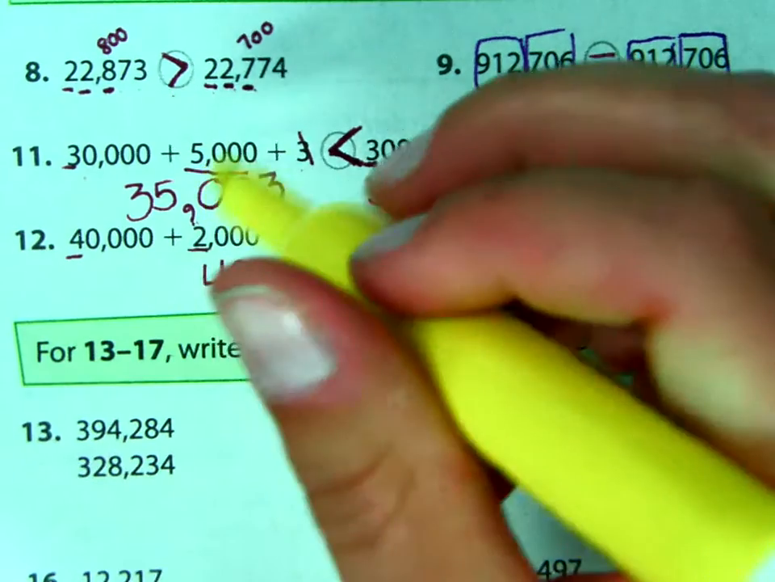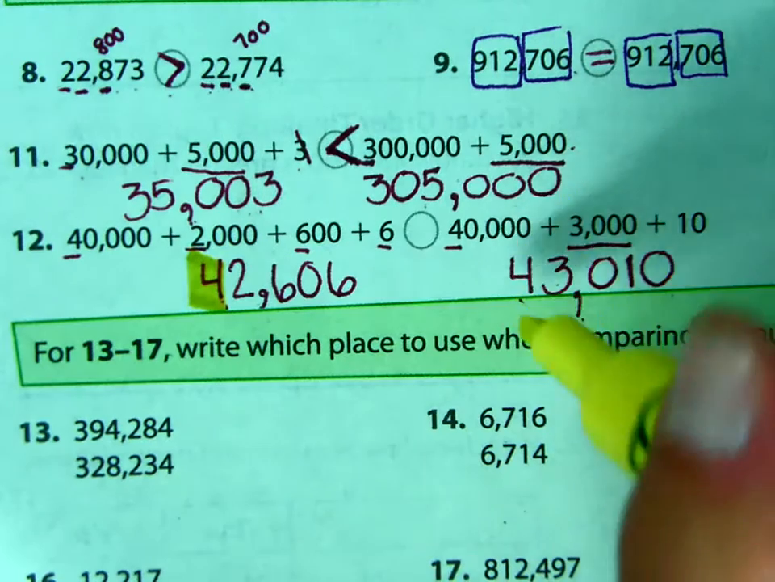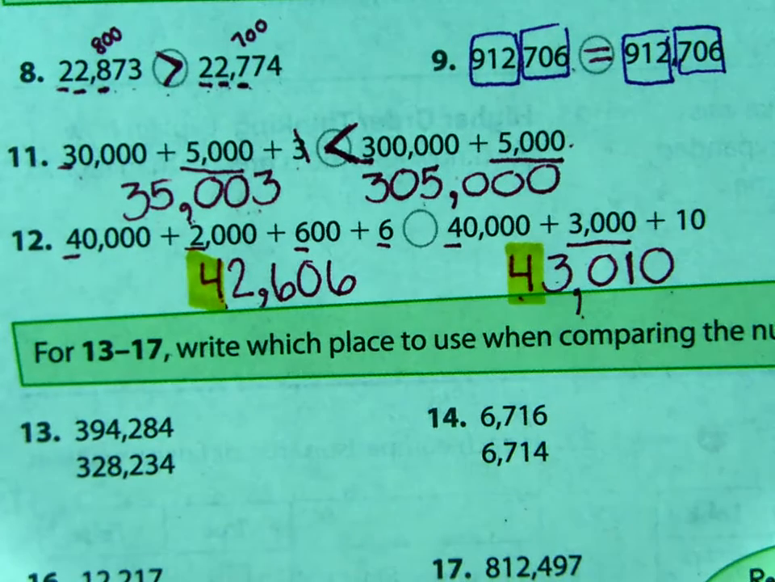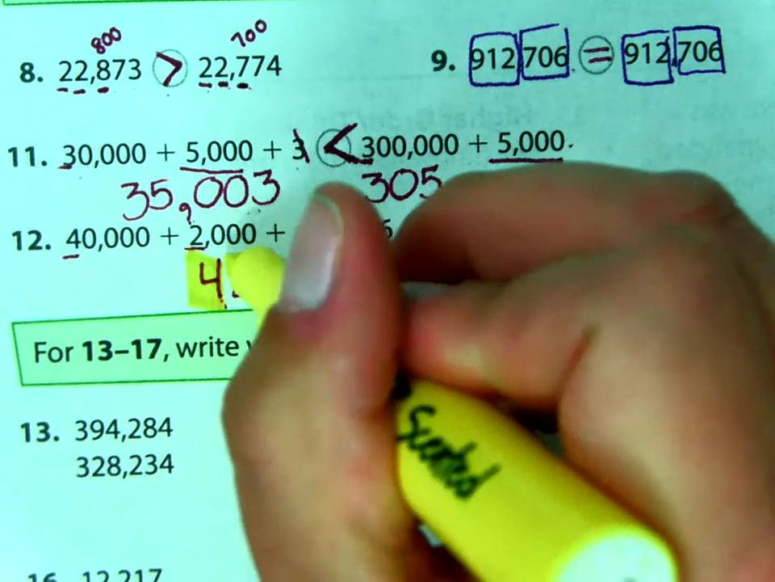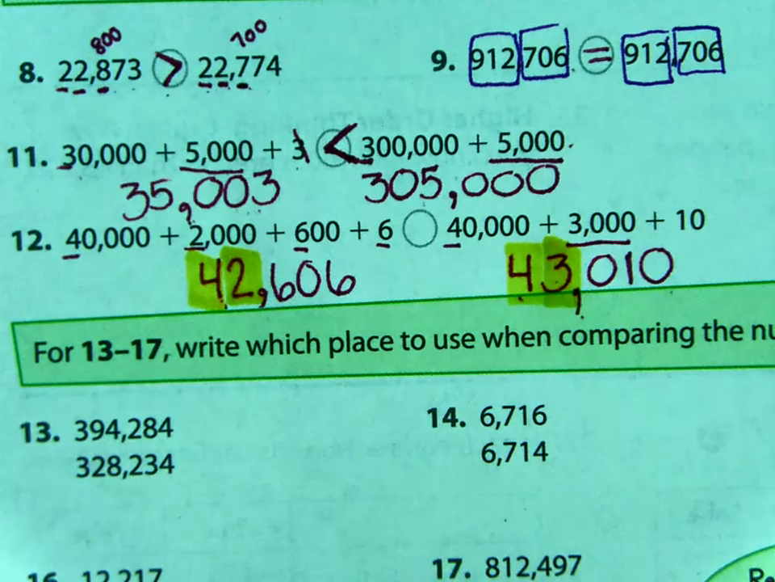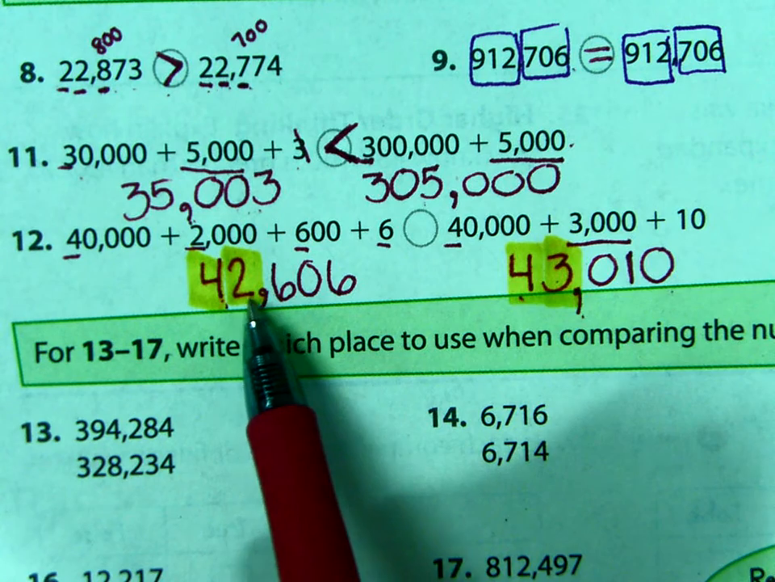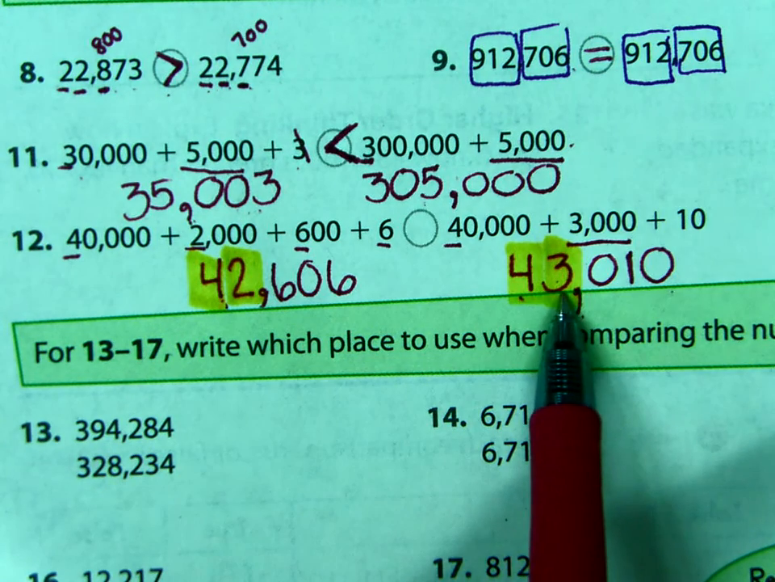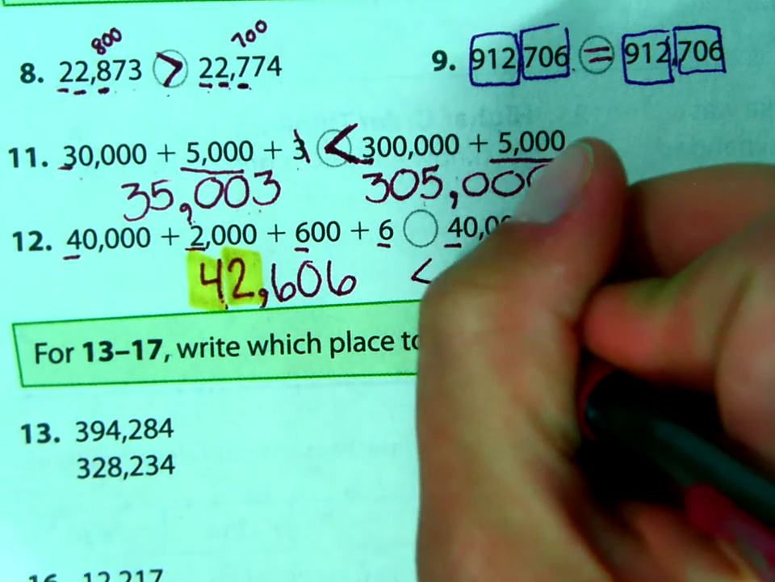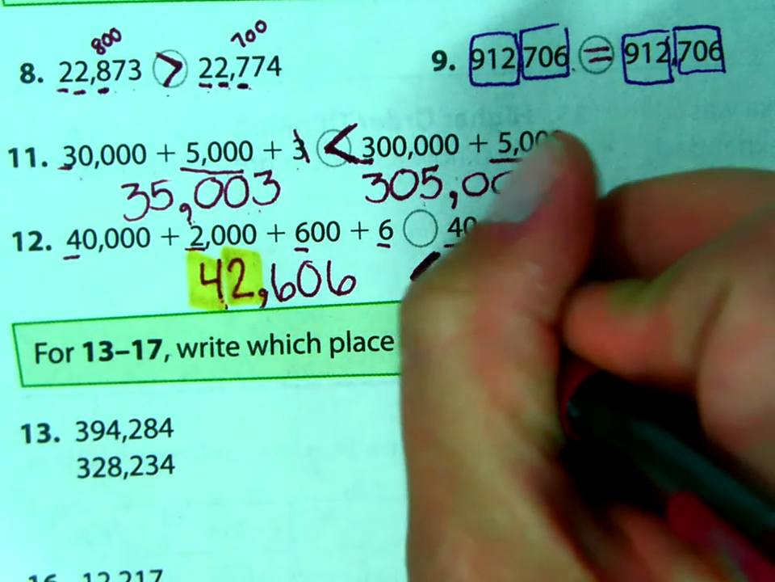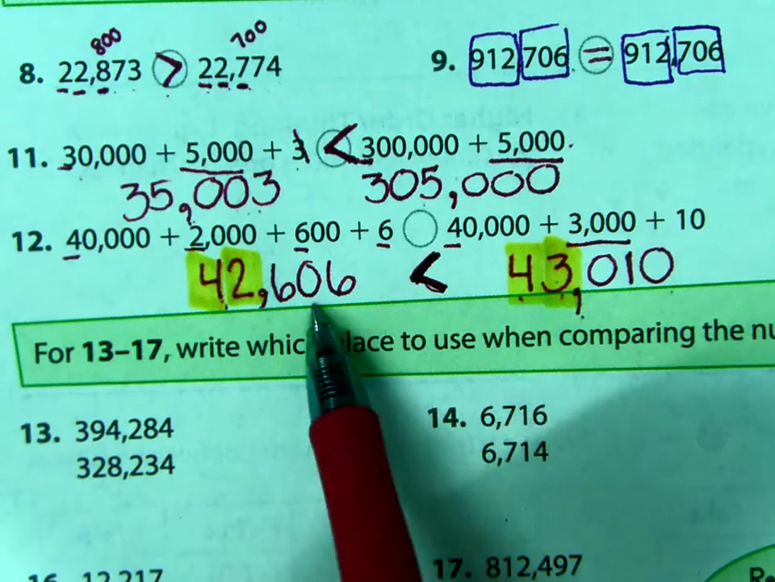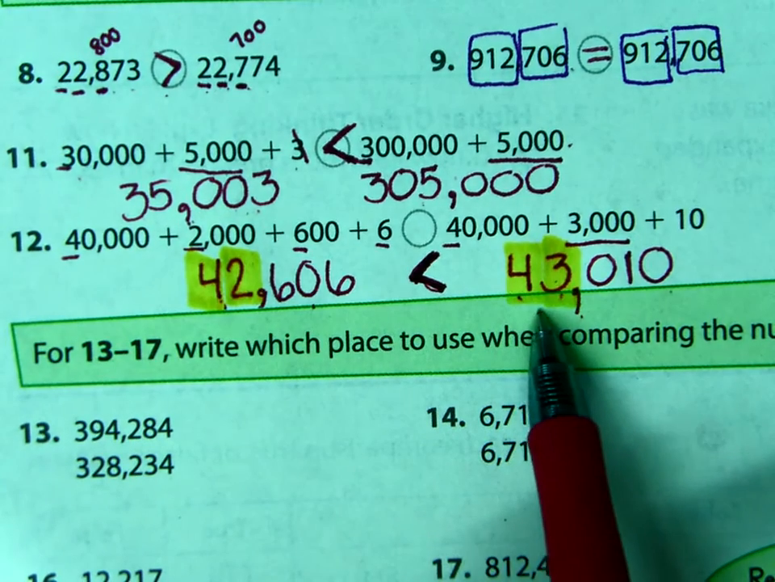So I'm looking in the 10,000s, and I have a 4 here and a 4 here. Those are the same. So now I need to go to the thousands place. 2, 3. Well, 2 is less than 3. A 2 in the thousands means 2,000. This represents 3,000. The gator chomps to the bigger number. 42,606 is less than 43,010.